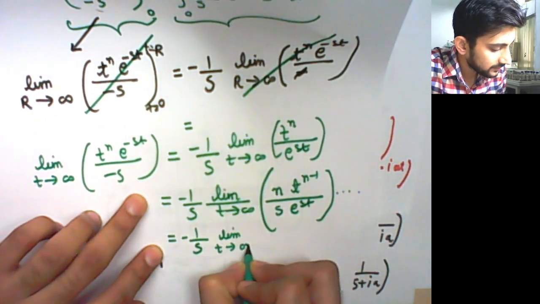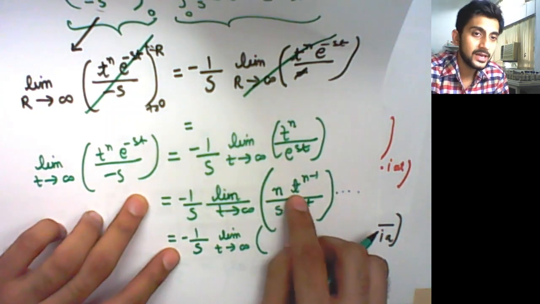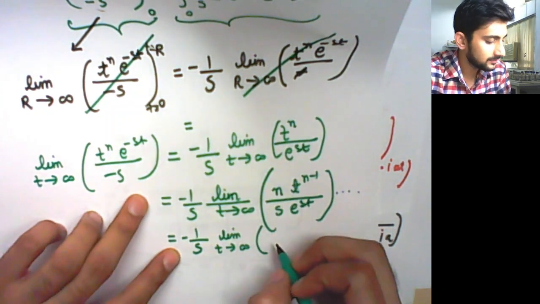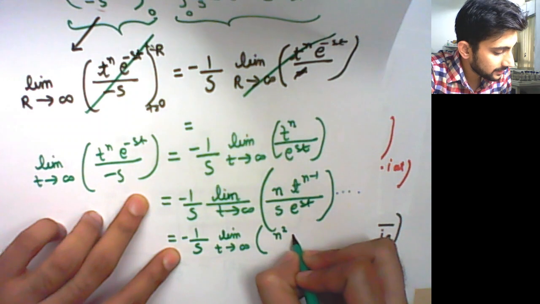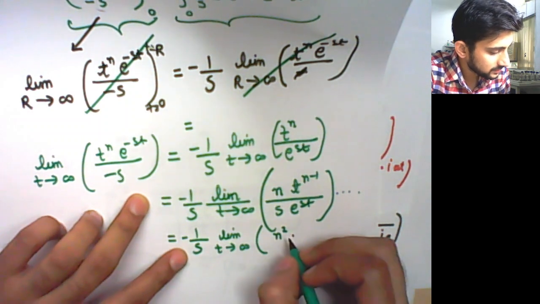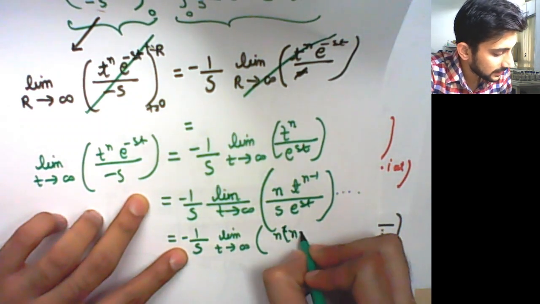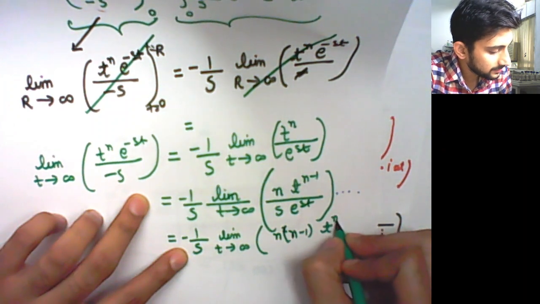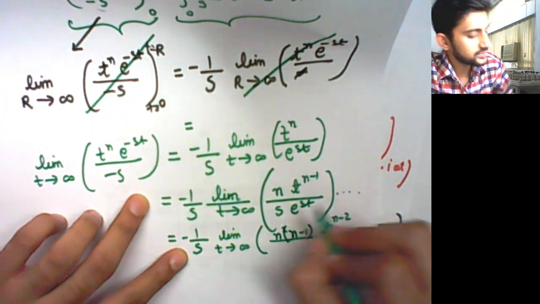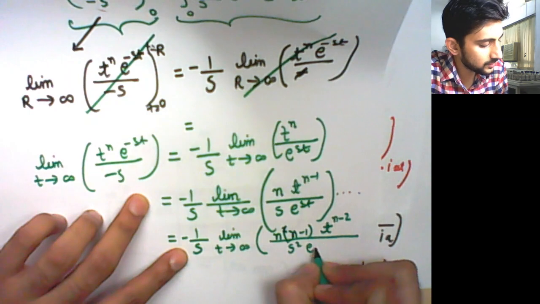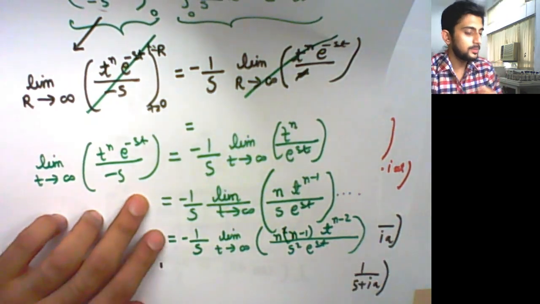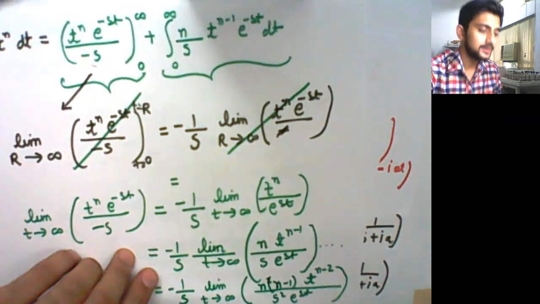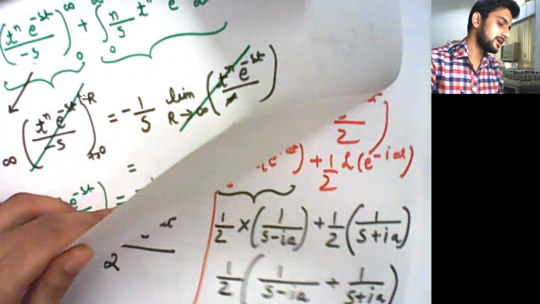t tending to infinity. If we take the derivative one more time, what will this become? It would become n minus 1 t raised to the power n minus 2, because one more time the power reduced. And it would become s square e to the power st. Then we take the derivative once more. Like that you will continue till you reach this particular point.